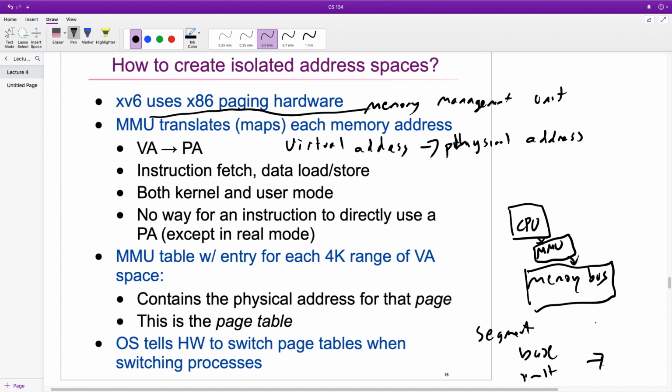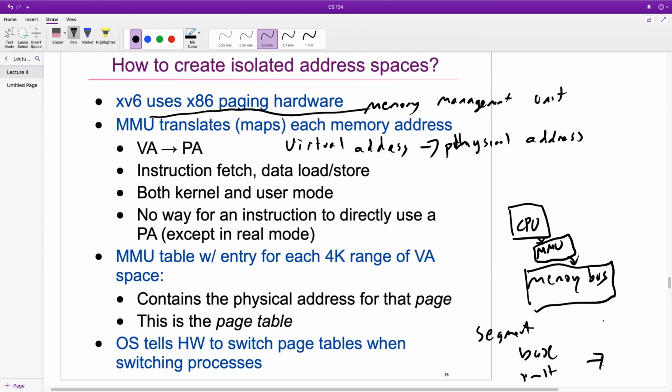And that entry says, where should this address go to in physical memory? Where should these 4K values go to in physical memory? And it can go anywhere in physical memory. And then there's another entry that says, where should this 4K go? And where should this 4K go? And where should this 4K go? For all the 4Ks.